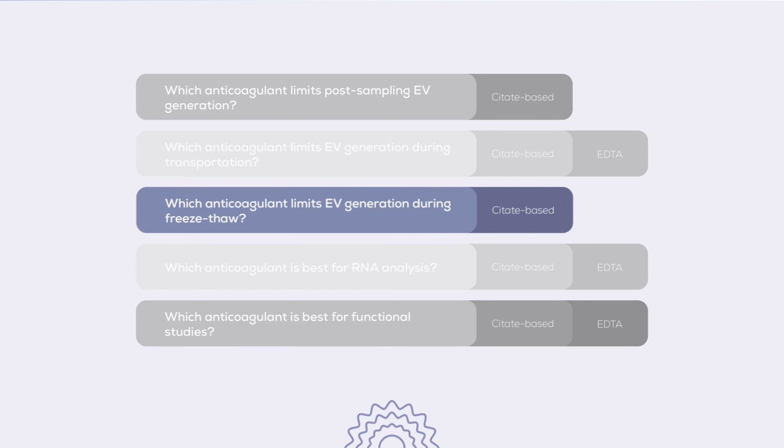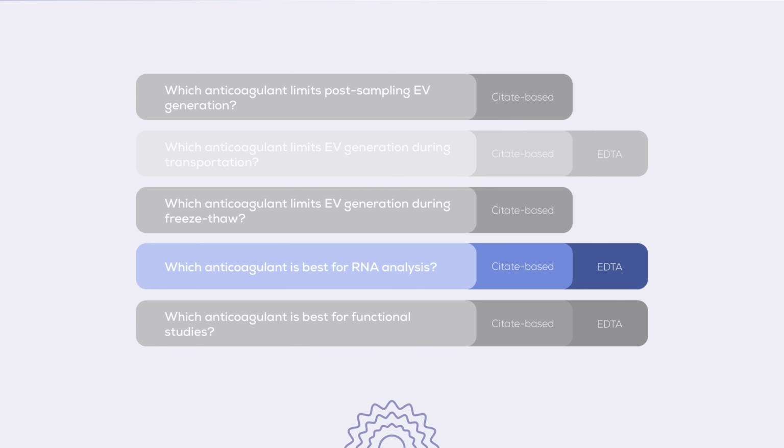Storage can also impact upon EV composition from plasma samples. For this, citrate-based anticoagulants perform best over multiple freeze-thaw cycles. This could be particularly important when storing your isolated EVs in a location where consistent power supply is not guaranteed. If RNA analysis is on the cards, heparin is also your worst bet.